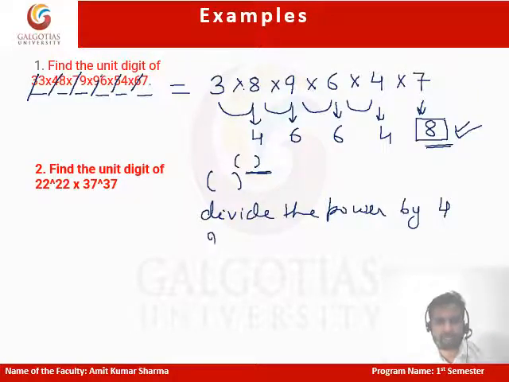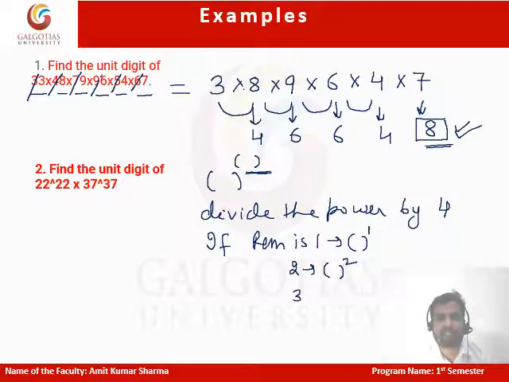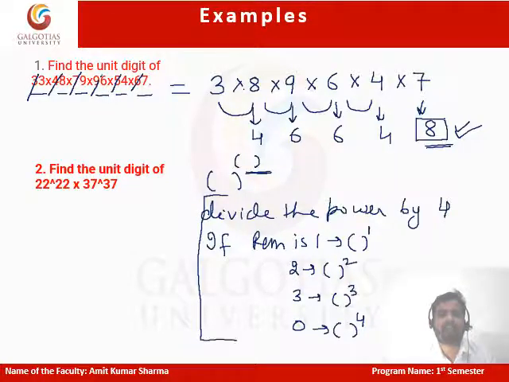If remainder is 1, we can say answer is number raised to the power 1. If remainder is 2, the answer is number raised to the power 2. If remainder is 3, answer is number raised to the power 3. And if remainder is 0, answer is number raised to the power 4. This is the golden rule for finding the unit digit for this kind of expression, number raised to the power number.